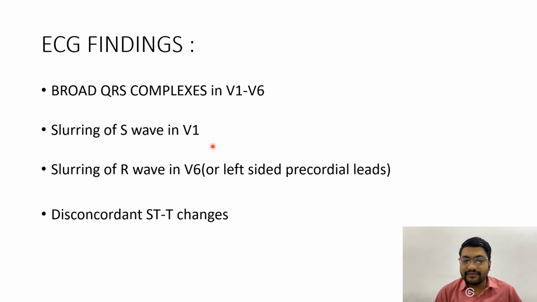Slurring of the S wave in V1. Usually in V1 we see a very small bump of R wave and then an S wave. But in left bundle branch block we will see a deep S wave with slurring or notching.